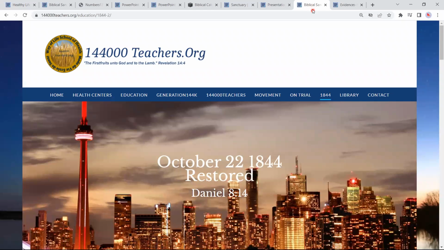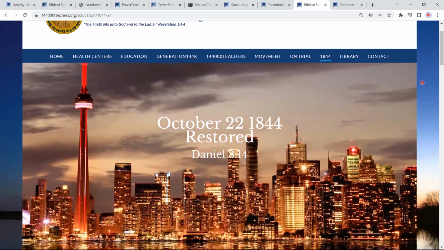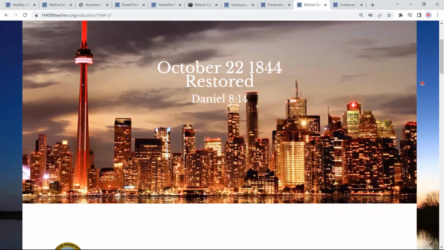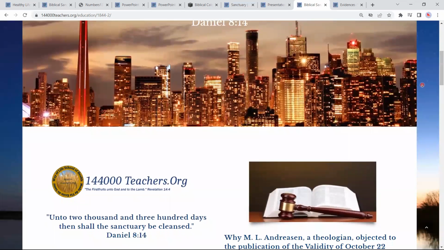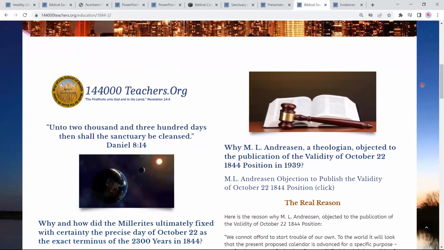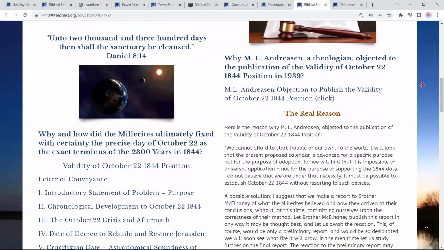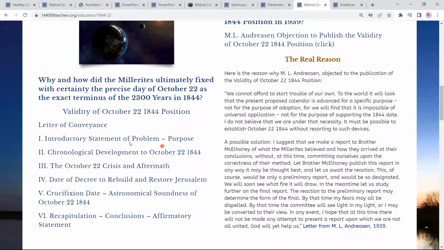We would like to encourage you to peruse the material that we are offering here under 1844 in the menu of 144000 teachers. This material was written in 1939, but actually is pertaining to the 1844 era, the era of the Millerites. And what we have here is a full library, we could say, of the research done by the Millerites, and again, revisited in 1939. And we are intending to revisit it with you in order to show you the wonderful truth that has been hidden away now for quite a long time, and we should be aware of it.